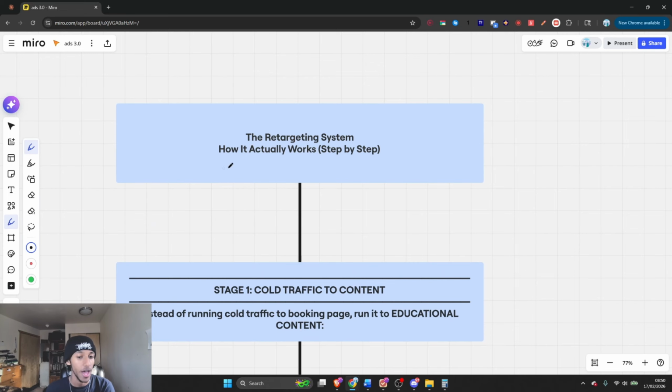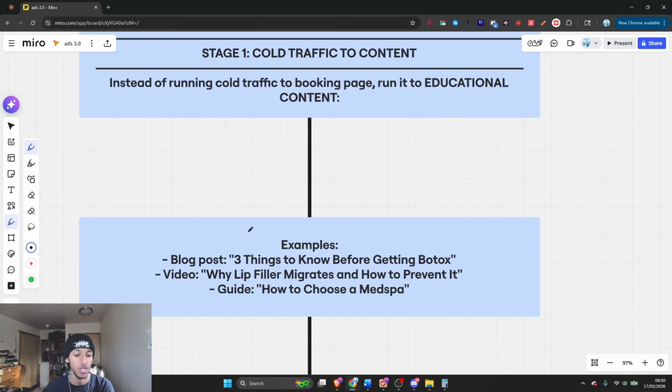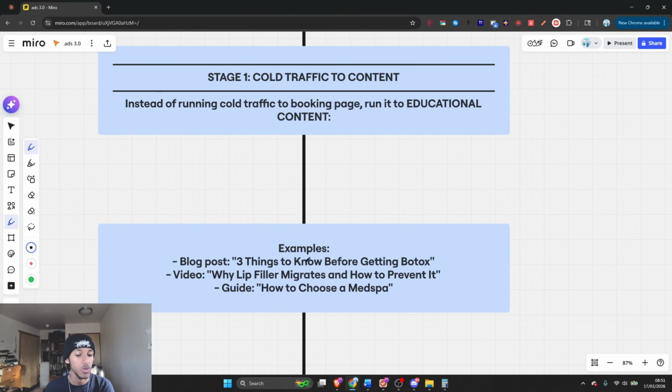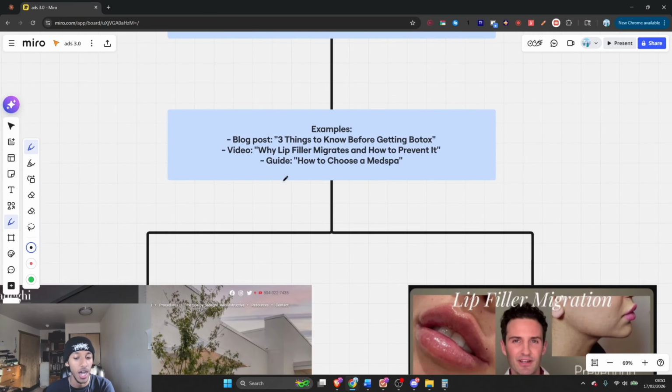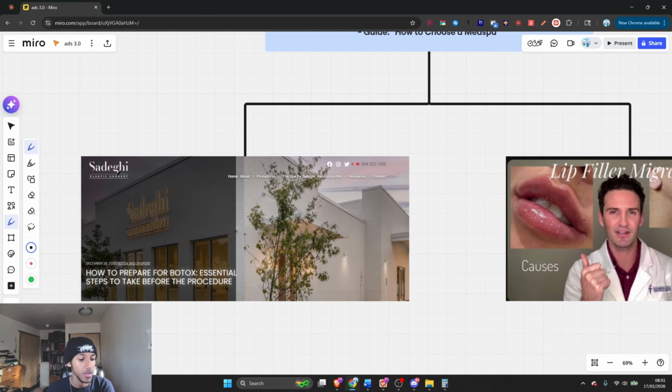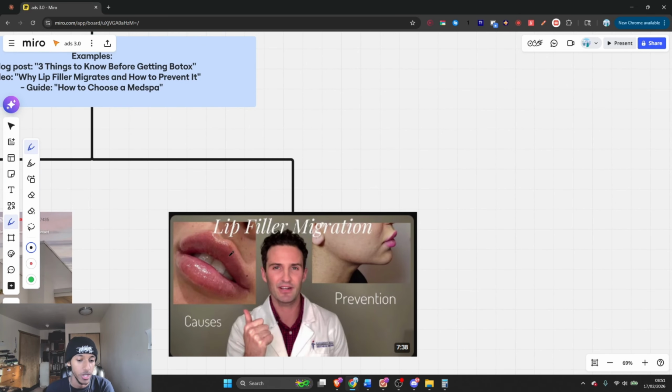The retargeting system, how it actually works step by step. Stage 1 is cold traffic to content. Instead of running cold traffic to your booking page, you run it towards educational content. Examples: a blog post, 3 things to know before getting Botox, or a video, why lip filler migrates and how to prevent it, or a guide on how to choose a med spa. Something like an article or a video by this doctor right here on lip filler migration, completely educational.